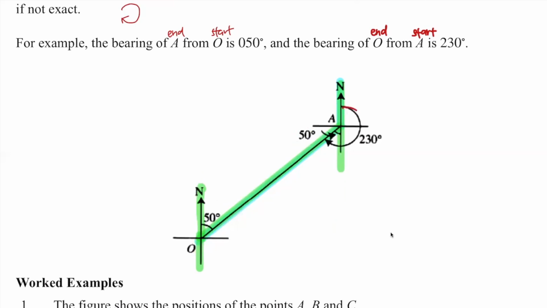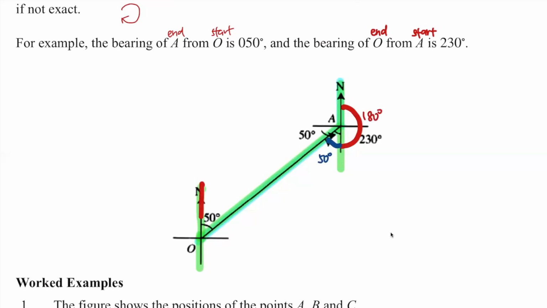And hence the bearing that you want to find is 180 plus 50. Where did 180 come from? From here to here. Okay, then from here to here is 50. So this one is 50 degrees. This one is 180 degrees.